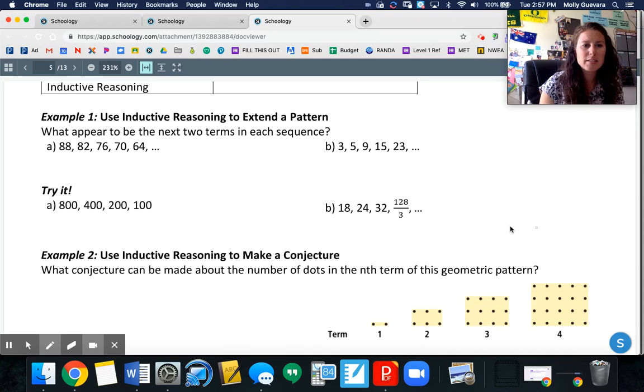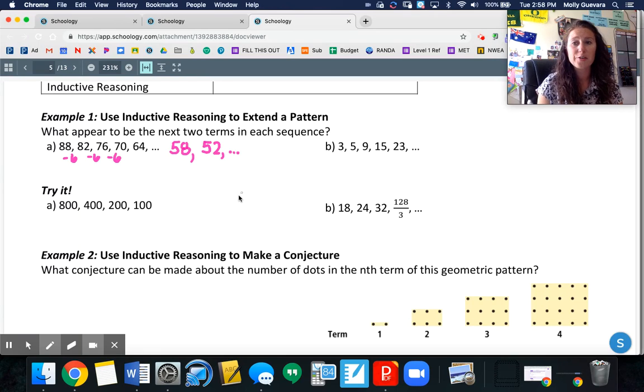So what this means is I'm going to look at A, and I see that a pattern is happening. I have 88, 82, 76, 70, 64, etc. And it looks as though, let's pick a different color today, it looks as though I'm subtracting 6 every single time. Right? That's what the pattern is doing. So what are the next 2 terms? Well, if the pattern is continuing, then the next term would be 58, right? 64 minus 6 is 58, and then 58 minus 6 is 52. And then that pattern would continue. And that's what those dots mean, is that the pattern would continue.